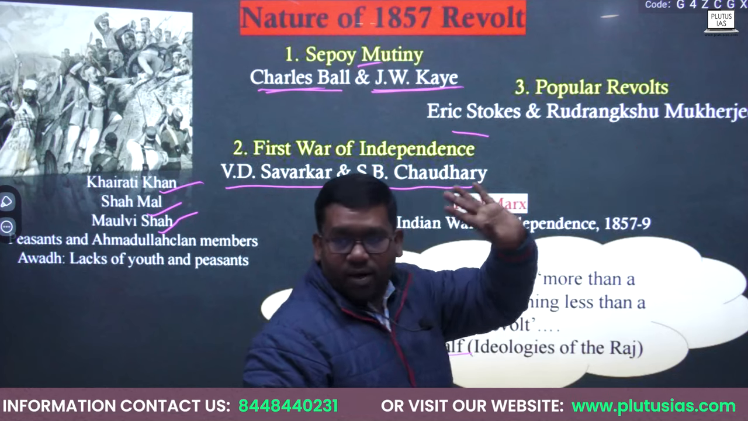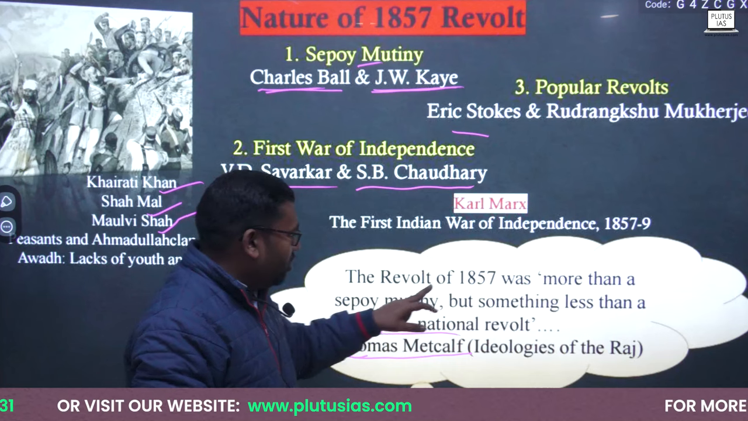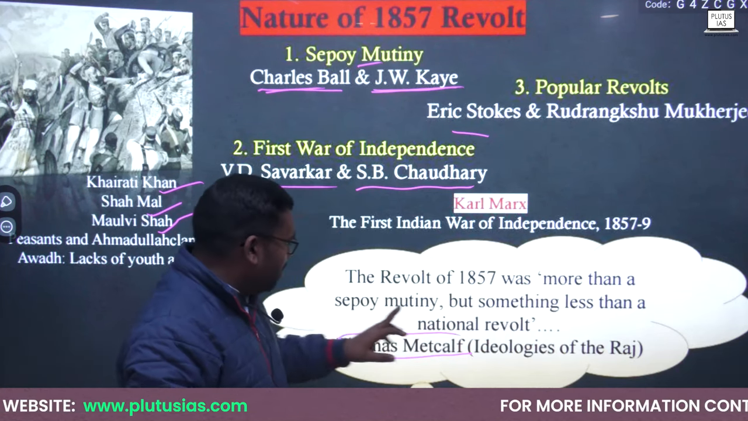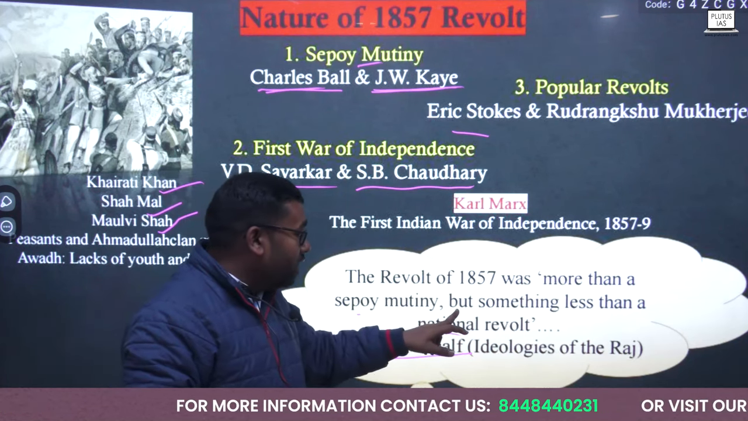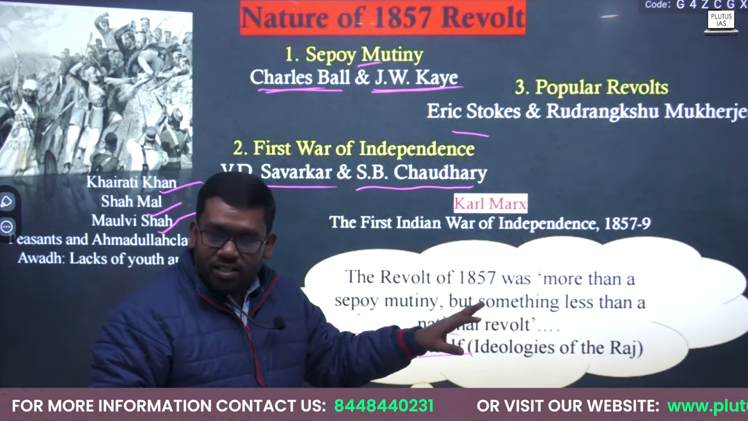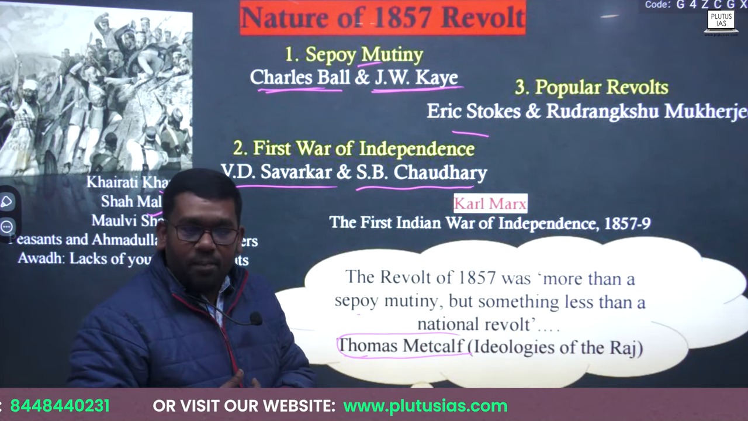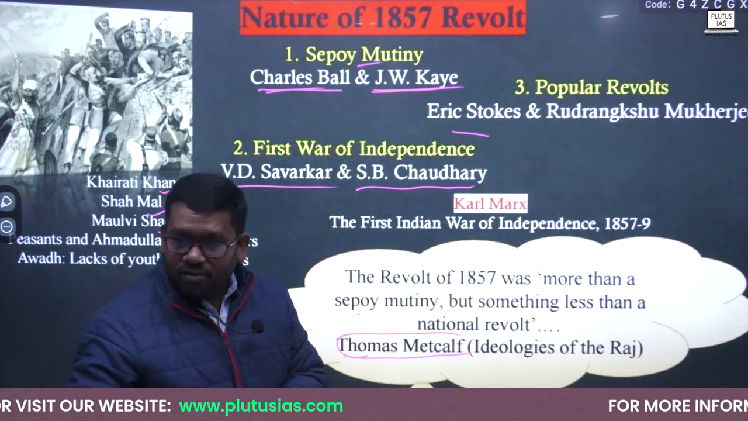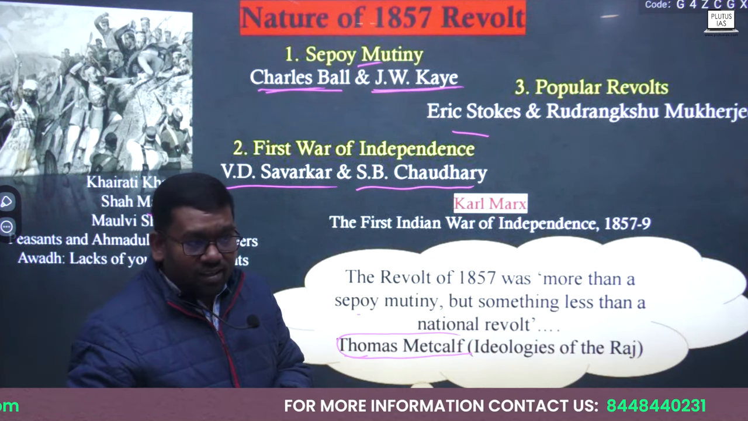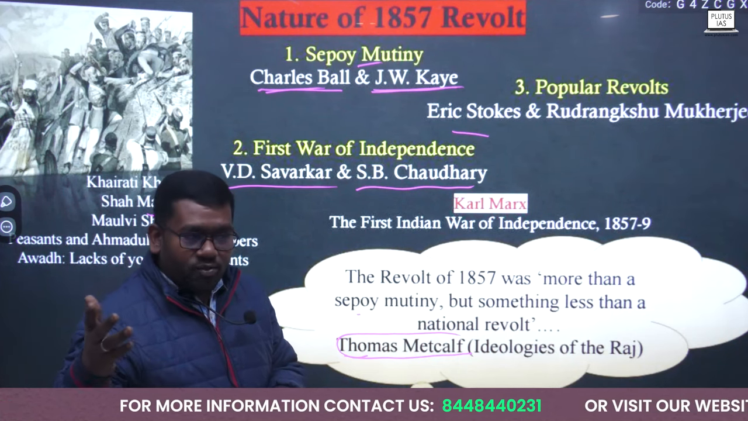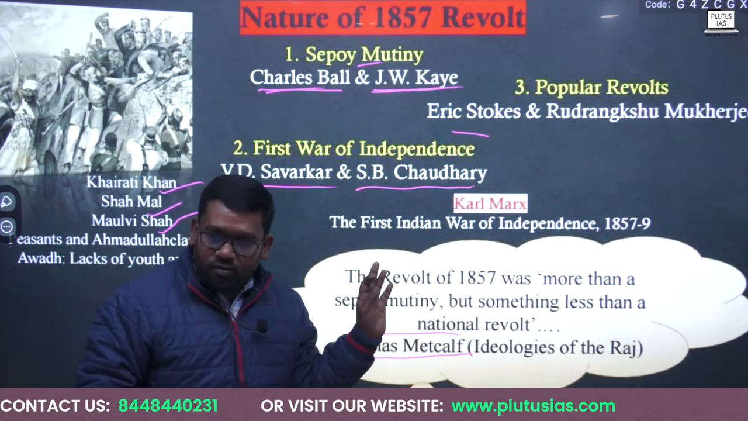Okay, got the point? So lastly, we can conclude that the revolt of 1857 was more than a sepoy mutiny, because we have given examples of this. But it was something less than a national revolt. After a revolt, something happens. In 1885, the INC was formed, and even the INC was not radical initially. They became radical only after 1905-6, after the Surat split. So we cannot say this was the first war of independence.